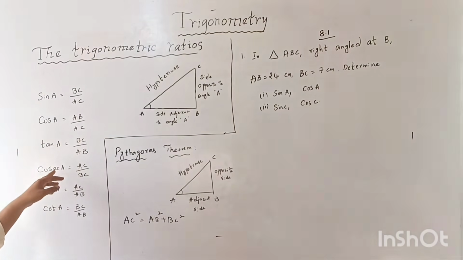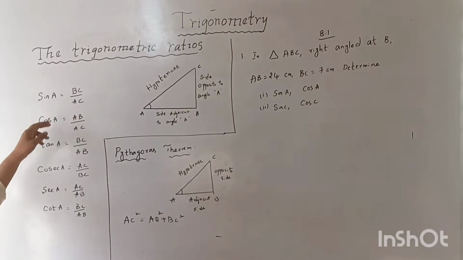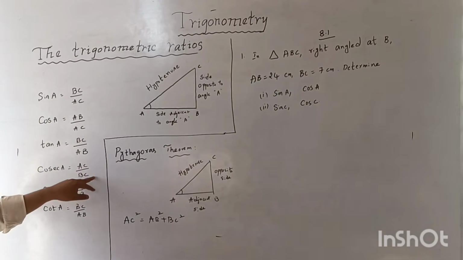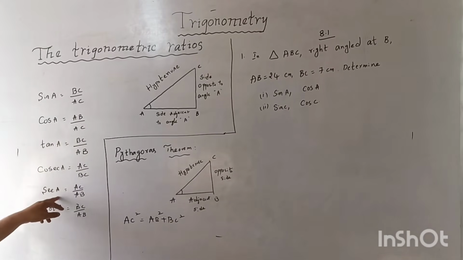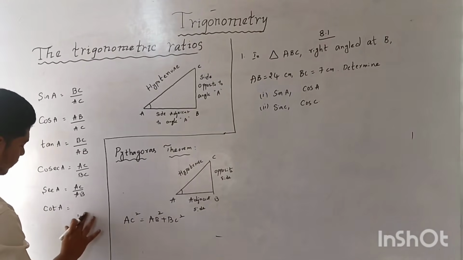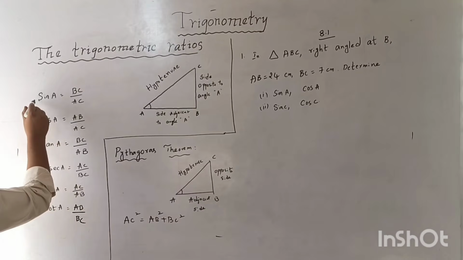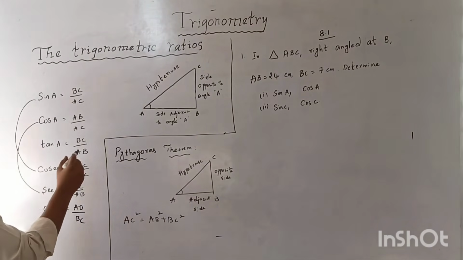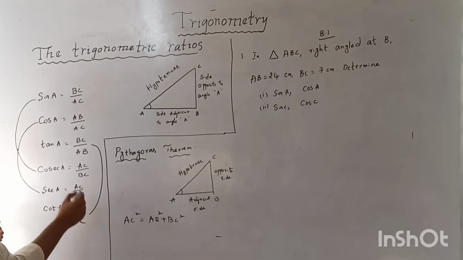The reciprocal of sin A is cosecant A, that is AC by BC. The reciprocal of cos is secant A, that is AC by AB. The reciprocal of tan is cot, that is AB by BC. So sin is the reciprocal of cosecant, cos is the reciprocal of secant, and tan is the reciprocal of cot.